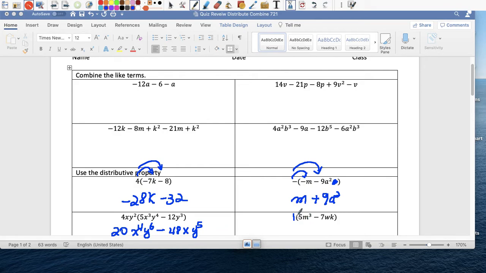So if we remove the parentheses, right? The idea is that you're multiplying that invisible or imaginary 1 that's there. And then everybody just comes out the same way. Okay, but that's the idea. We're not just throwing the parentheses away.